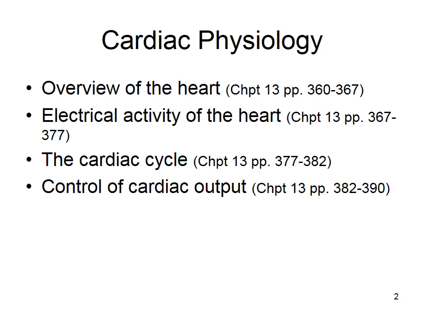Because if you like action potentials, the heart fires two different kinds of action potentials that differ from neurons and skeletal muscles. So we're going to talk about two different types of action potentials that the heart has. Then we'll talk about the cardiac cycle, and the last thing we'll talk about is the control of cardiac output. This is all in chapter 13.